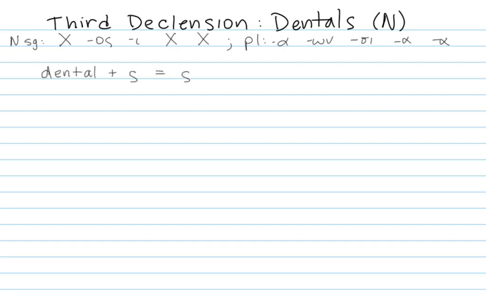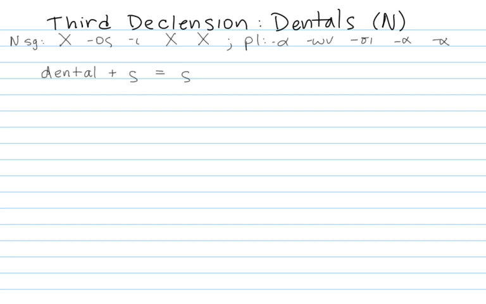Lastly, let's look at the third declension nouns ending in a dental, the neuter paradigm. So our neuter endings are only slightly different from the masculine and feminine. You'll see that there's no ending for the neuter singular, nominative, accusative, and vocative. And then, as you might expect from what we learned in the second declension, the neuter plural, nominative, accusative, and vocative end in alpha. So same rule applies here.